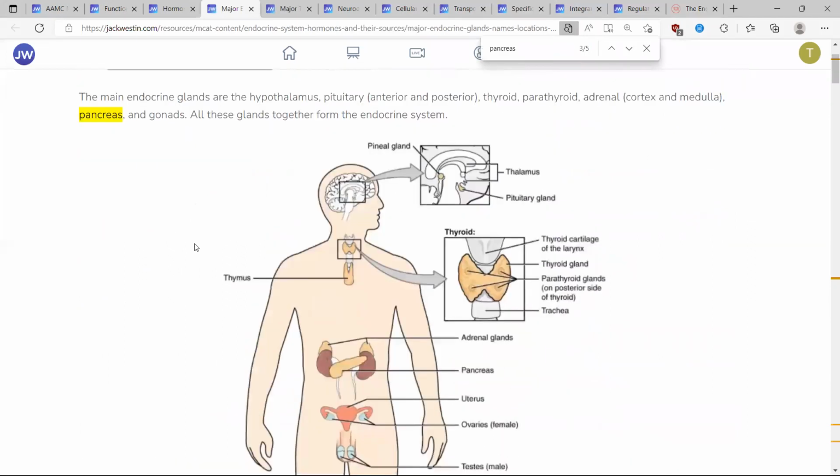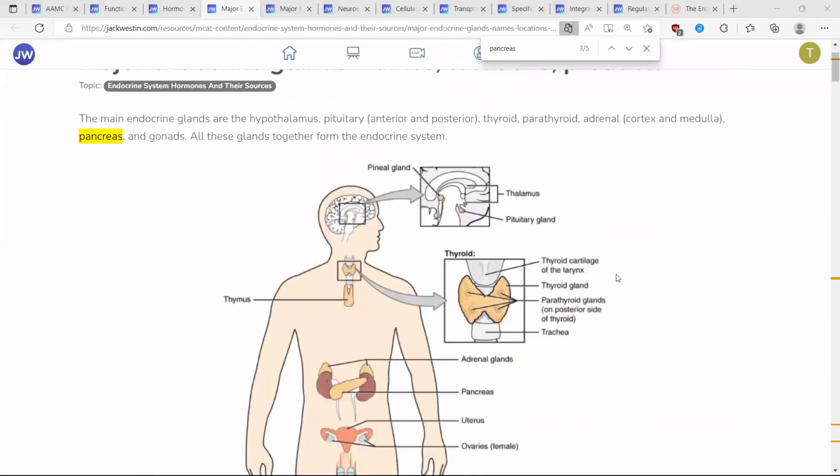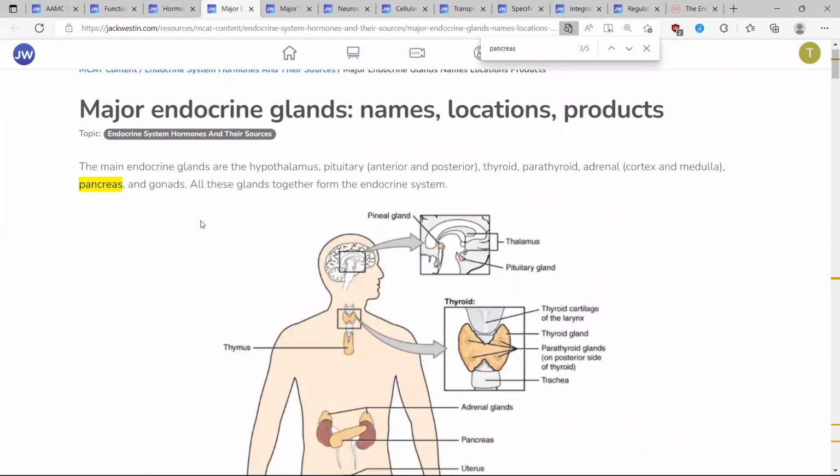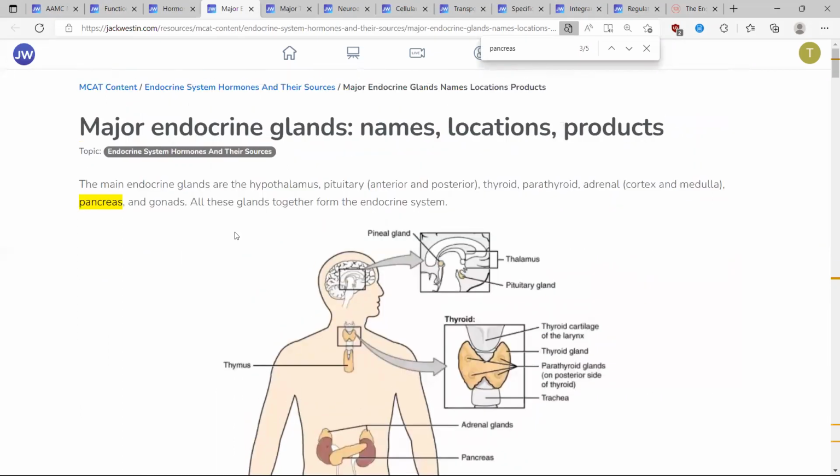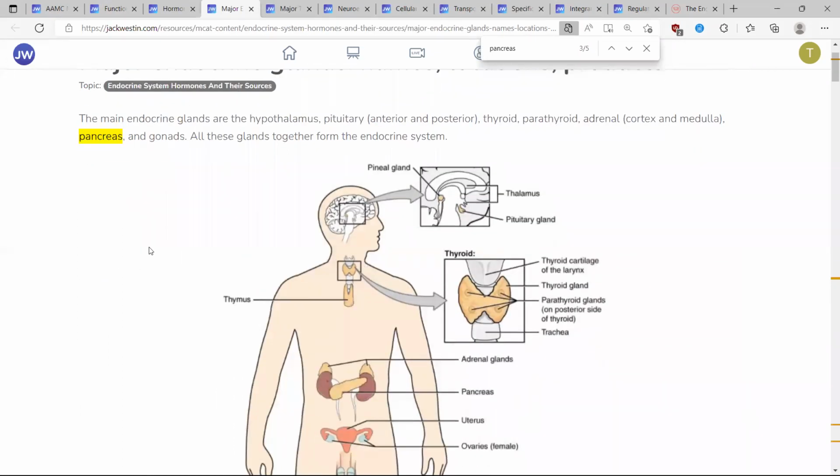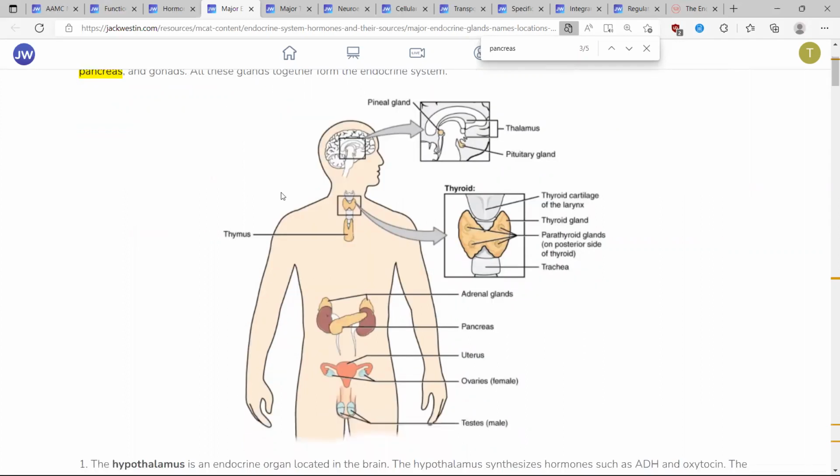Okay, so these hormones are being produced by certain glands called the endocrine glands, right? And these glands, you'll notice, this is interesting, all these glands are spread throughout the body. So there are different organs that produce different hormones, and that's what we're going to look at here.